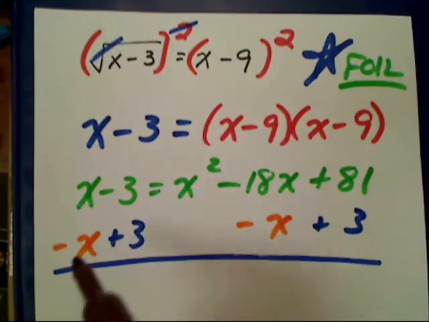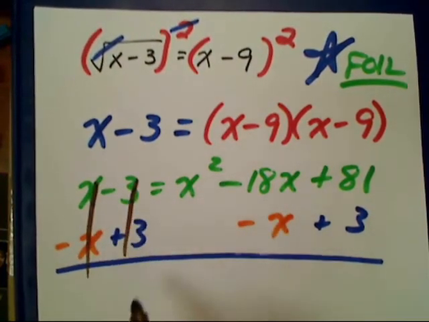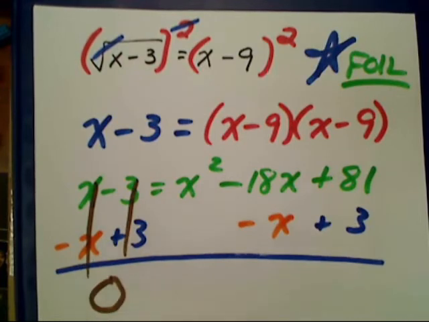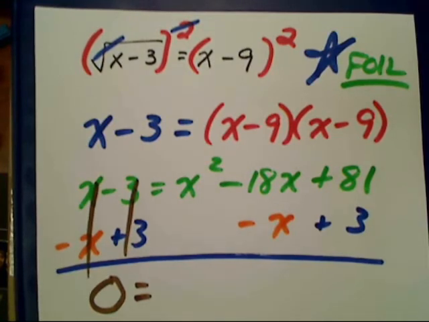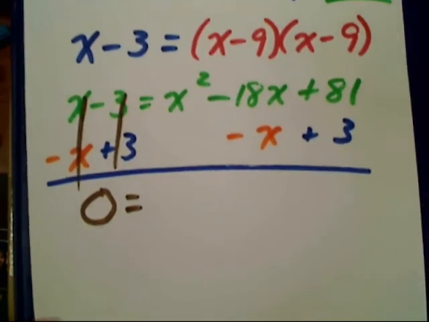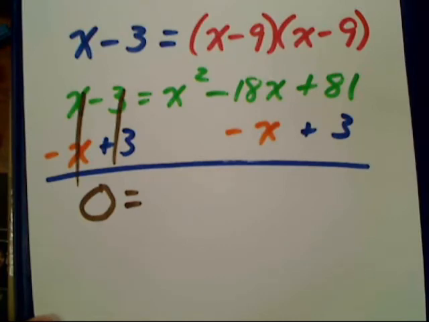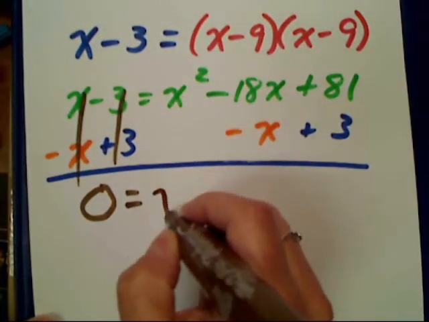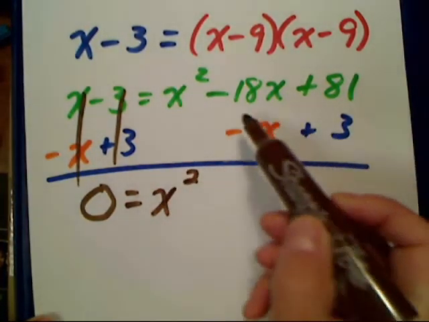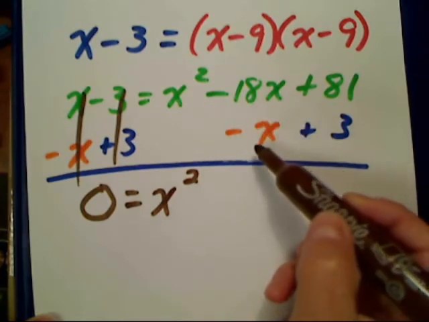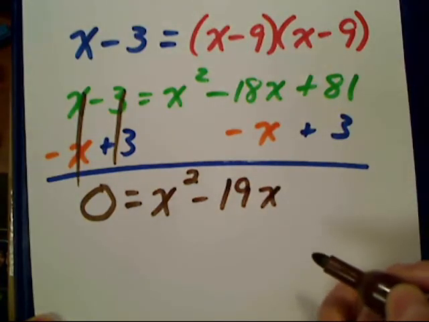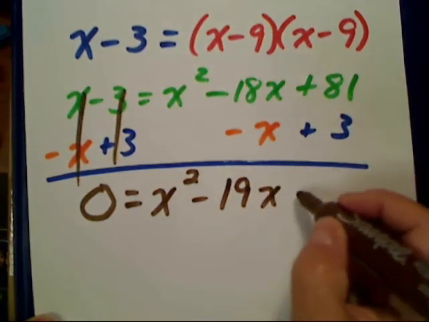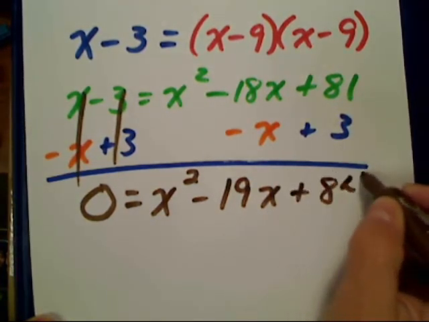So even though we cancel things out, they become 0. X minus x is 0. Negative 3 plus 3 is 0. You get 0 on that side. Don't lose the fact that you have two sides of an equal sign to represent this equation. Then the x squared, there were no terms like the x squared, so that comes down. Negative 18x minus x is a negative 19x. And 81 plus 3 is 84.